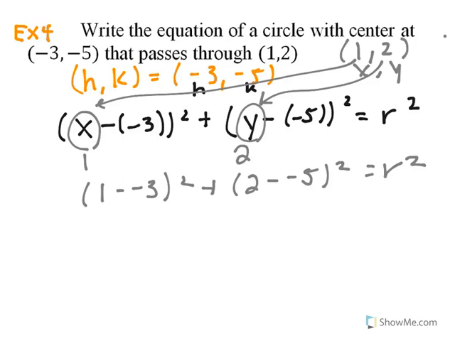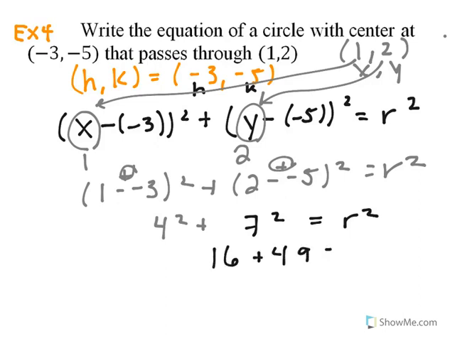1 minus -3 is 4 squared, plus 2 minus -5. Remember, the minuses become a plus. So that'll give me 7 squared equals R squared. So I'll get 16 plus 49 equals R squared. And how do we undo a squared? We take a square root. So 16 plus 49 is 65. So R is just the square root of 65.